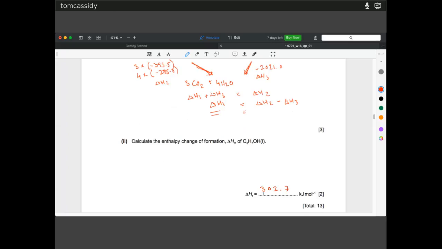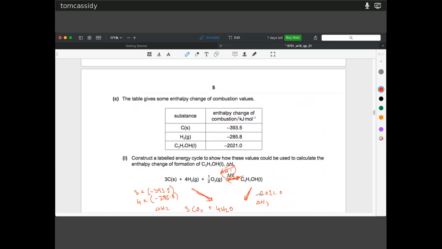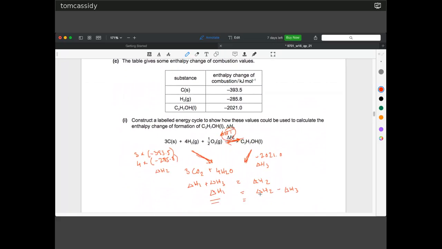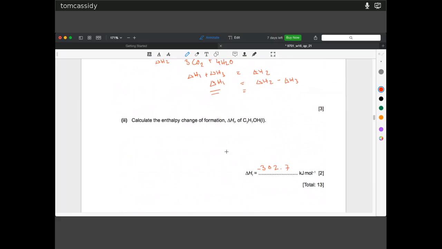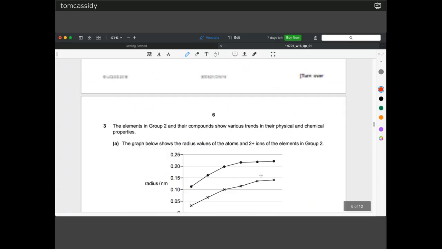And actually, when you plug the numbers in, you end up with a negative number, which is what we'd expect. You need to check back there. Well, there's no reason for us to particularly expect exothermic or endothermic. So you end up here with an exothermic reaction, that the enthalpy change of formation for propanol here is negative. Okay, next question.